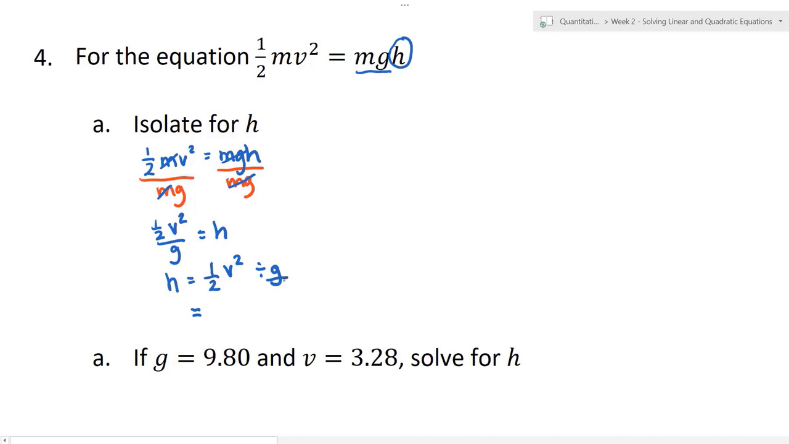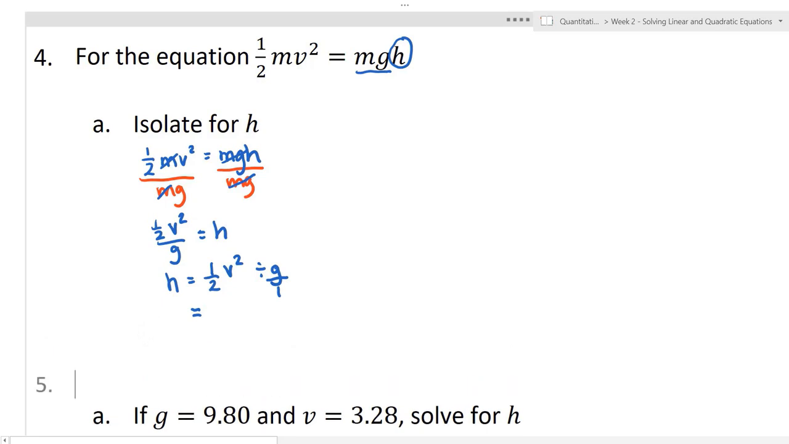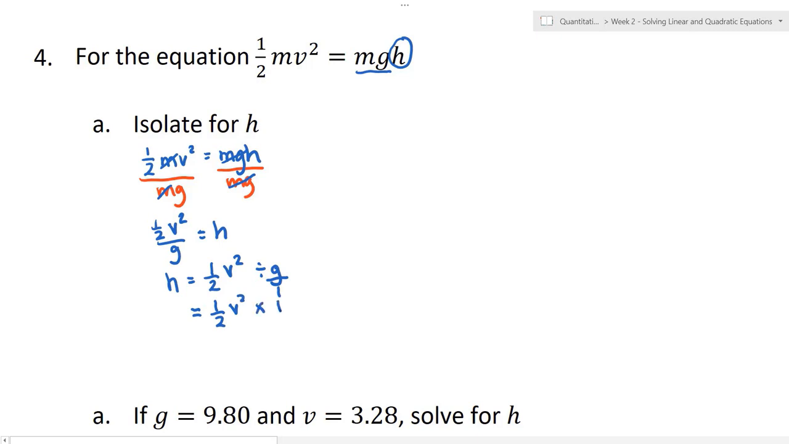G is the same as g over 1. When you divide by a fraction, it's like multiplying by the reciprocal or the flip of that fraction. So I'm going to do 1/2 v squared times 1 over g. So when I multiply everything, I'm going to multiply the two numerators, 1v squared times 1. I'm left with just v squared, because 1v squared is the same as v squared, over 2g.